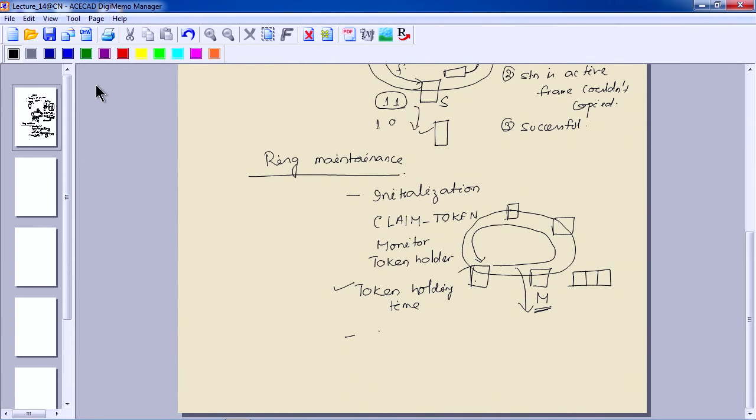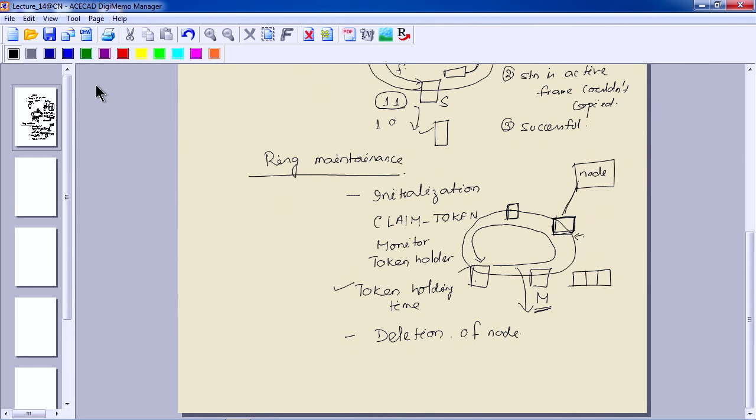Second is deletion of a node from the ring. We know that the ring contains only the interfaces, not the nodes, right, and each interface is connected to the actual node. Now, there are two cases: either the interface is getting power from the ring, or it is getting power from the node.